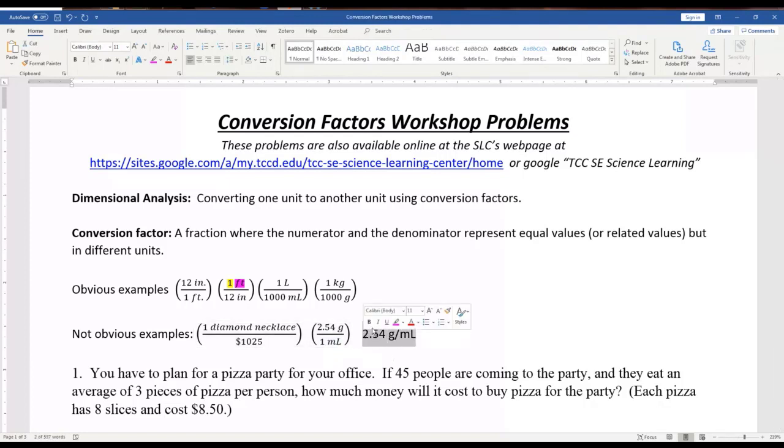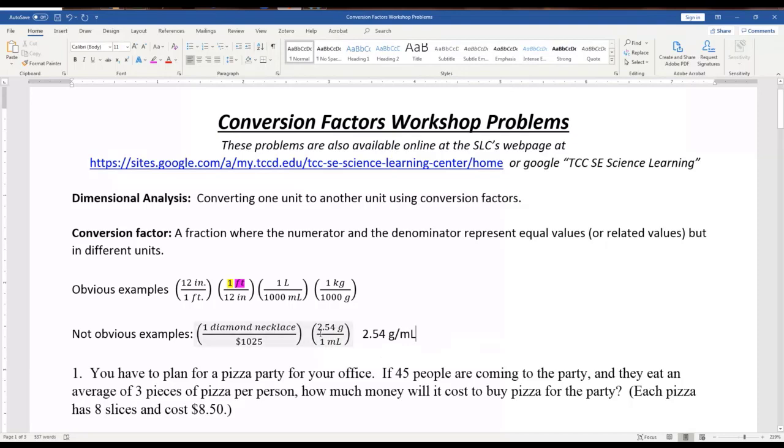If you are driving 75 miles an hour on the highway, 75 miles is equal to 1 hour. That is also a valid conversion factor. So essentially any fractional unit and anything you can set equal to something else can be used as a conversion factor.